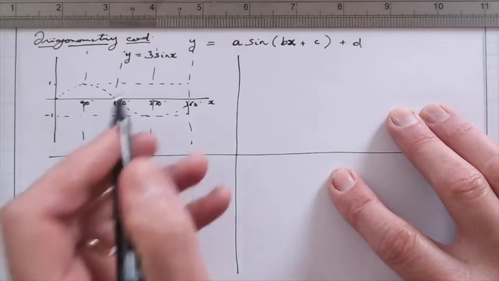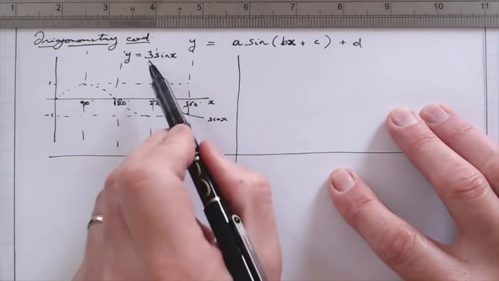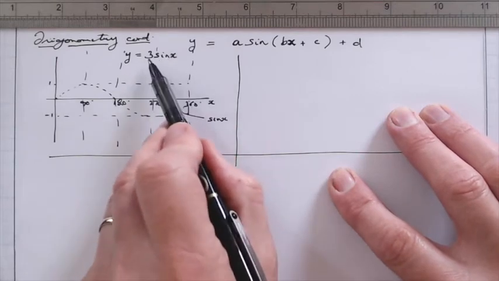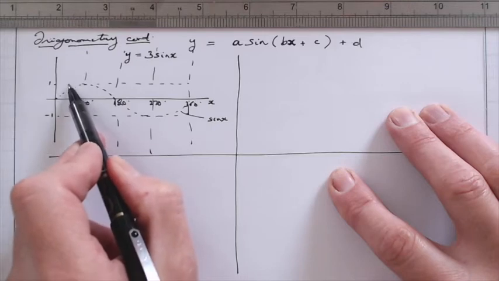Now, this is sine x. And if we have 3 times sine x, what that's really saying is that at every point, we take the value of sine x, but then we multiply it by 3.